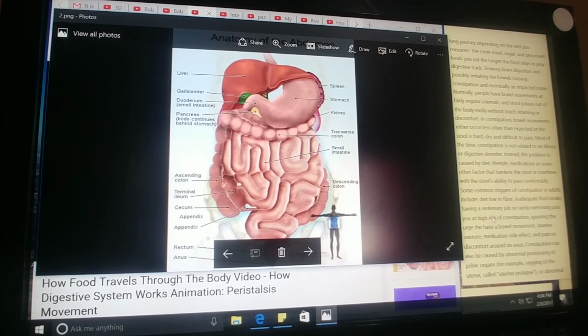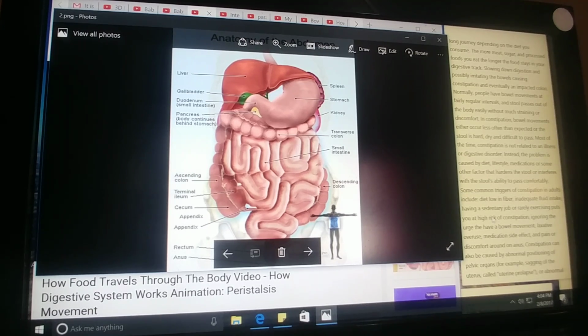Normally, people have bowel movements at fairly regular intervals, and stool passes out of the body easily without much straining or discomfort. In constipation, bowel movements occur less often, and the stool is often hard, dry, and difficult to pass. Most of the time, constipation is not related to an illness or digestive disorder. Instead, the problem is caused by diet, lifestyle, medications, or some other factor that hardens the stool or interferes with the stool's ability to pass comfortably.